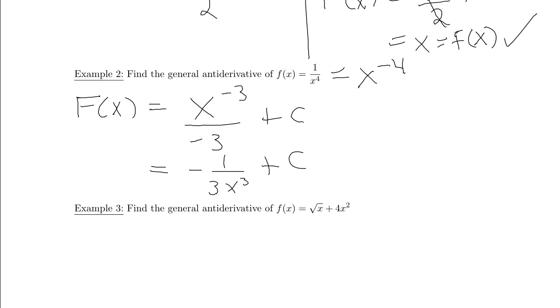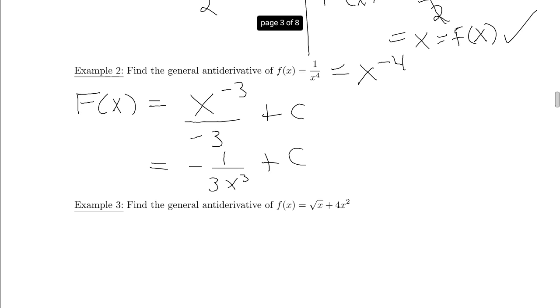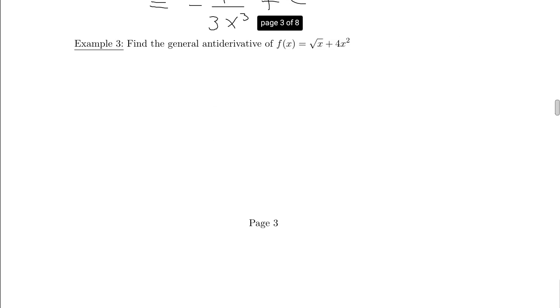And you should check your answer and see that your derivative is in fact x to the negative 4, which it is. Example 3, we want to find the general antiderivative of this function f of x is equal to the square root of x plus 4x squared. Well, same idea as with derivatives. We see a square root function. We also want to rewrite that as a power of x. So it's going to be x to the power of 1/2 plus 4x squared.